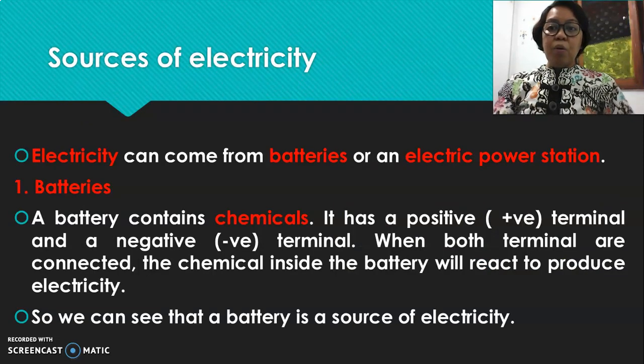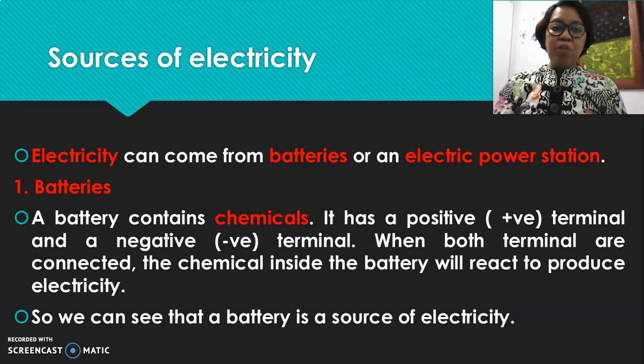So, what are sources of electricity? Electricity can come from batteries or an electric power station. A battery contains chemicals. It has a positive terminal and a negative terminal. When both terminals are connected, the chemical inside the battery will react to produce electricity. So we can see that a battery is a source of electricity.